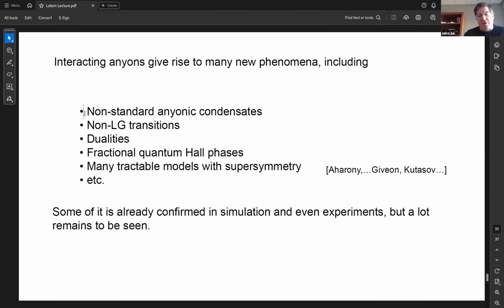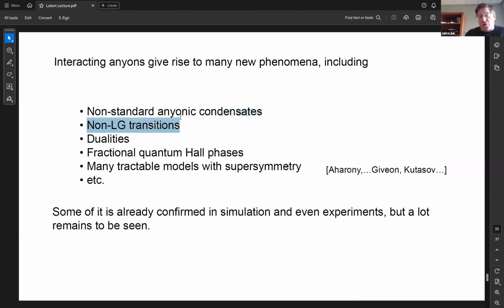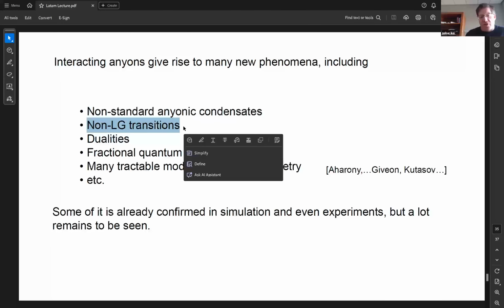The theory of anyons is not yet very developed. We know a little bit here and there. We know that anyons can make condensates. So there could be a superfluid anyon, a superconductor anyon. There could be, I already showed you, non-Landau-Ginzburg transitions. Some of them are even weakly coupled non-Landau-Ginzburg transitions. So we are sure that they exist.